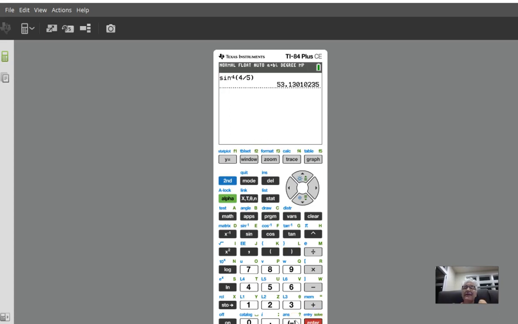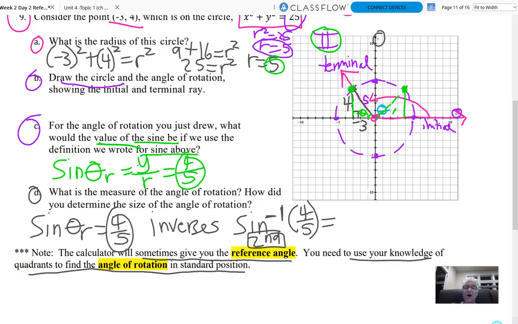That answer gives me the measurement of the reference angle. It's the acute angle in the triangle, because it can't be the angle of rotation. The angle of rotation takes you to quadrant 2. This is in quadrant 1, 53 degrees. So that tells you that this is our reference angle. I'm just going to round it to the nearest degree and say 53 degrees.